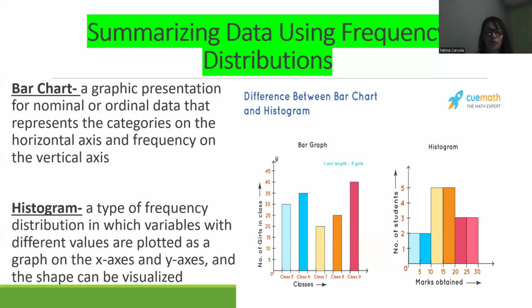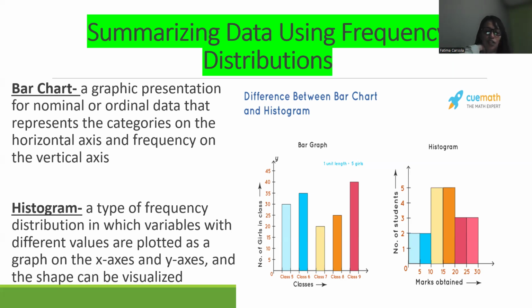Summarizing data using frequency distribution. So you have here your bar charts and your histogram. In many ways, of course, graphical representation of data is easier to understand because the data are presented in summary fashion with colors, lines and shapes, and it shows the differences and similarities of your data set. So medyo nakaka-engganyo siyang tingnan, mas madali nga lang maintindihan, okay?